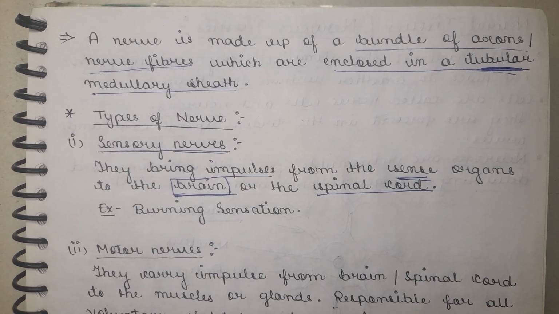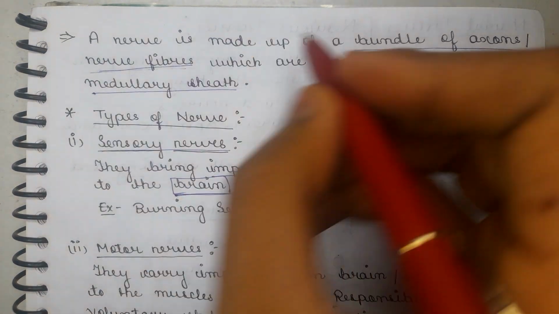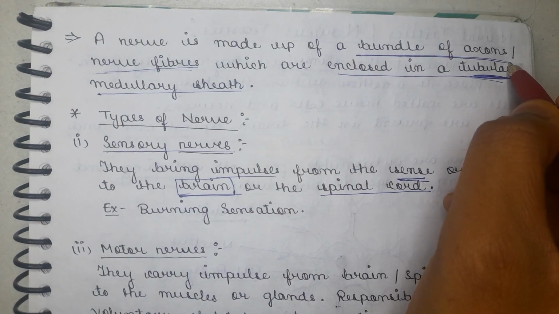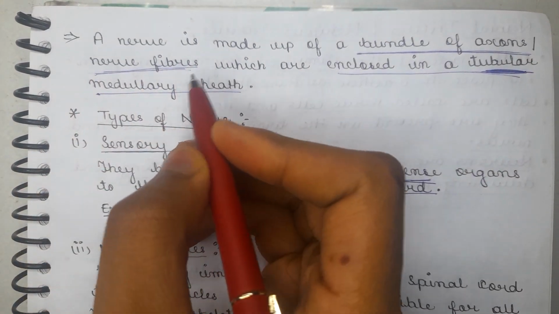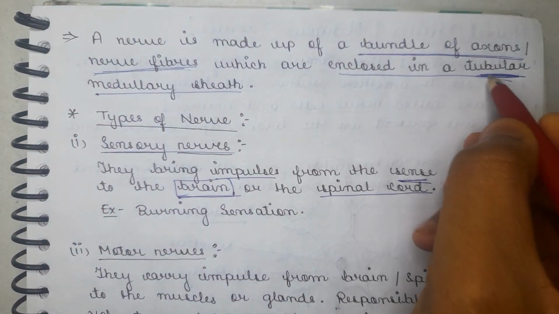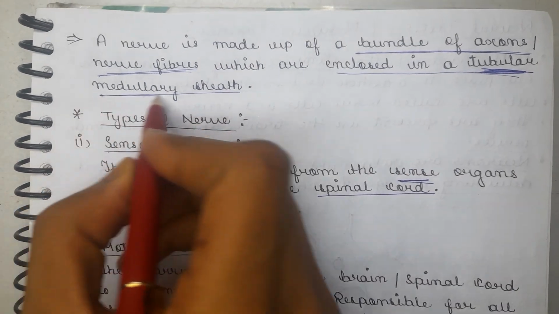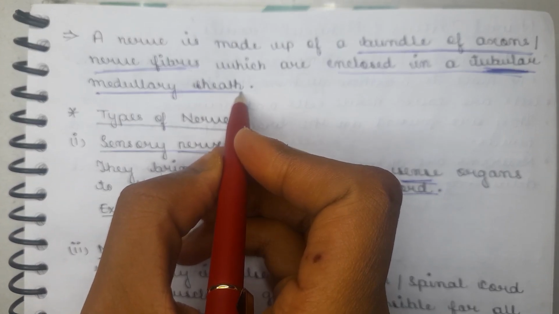Hello everyone, in this video we are going to talk about the types of nerves. Basically, a nerve is made up of bundles of axons, or we can say nerve cells, and these axons are enclosed in a tubular structure or medullary sheath that is called the myelin sheath.